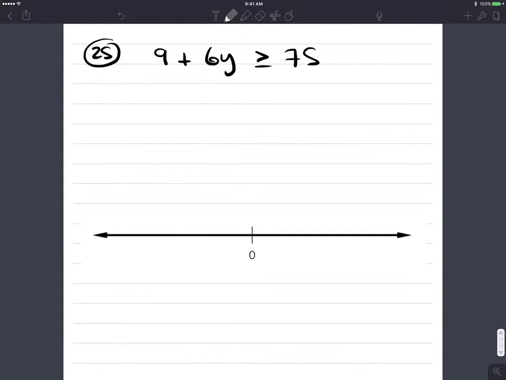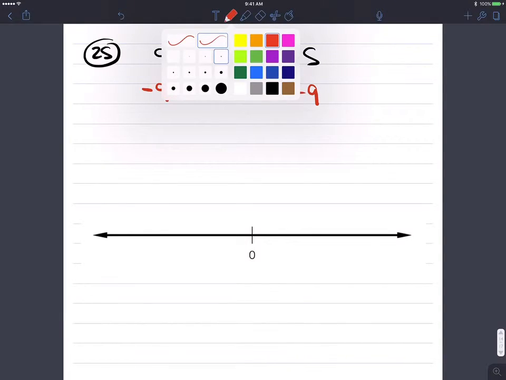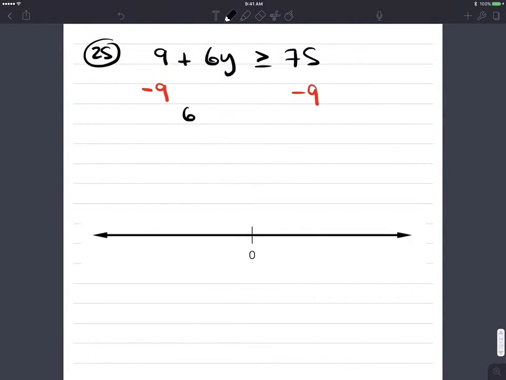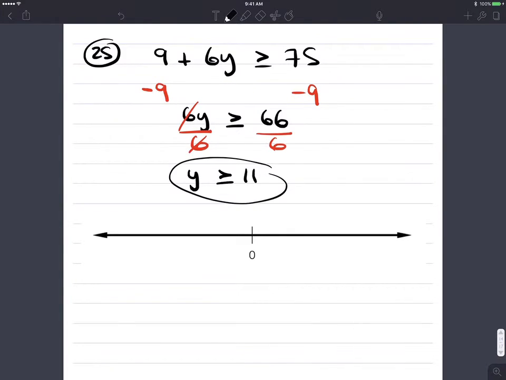Number 25. We're going to solve this linear inequality for y. We're going to subtract 9 from both sides to be fair and preserve our balance. We end up with 6y greater than or equal to 75 minus 9, which is going to give us 66. We're now going to divide both sides by a positive 6 so that the 6 cancels. On the left, we end up with y being greater than or equal to 11. We have solved this linear inequality.